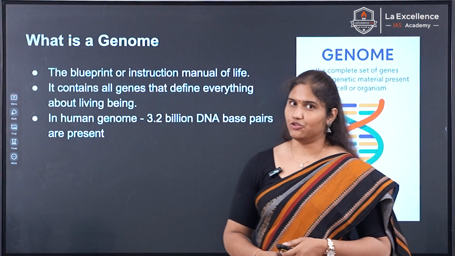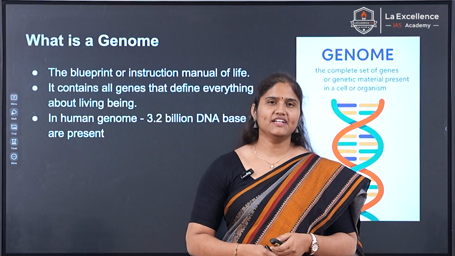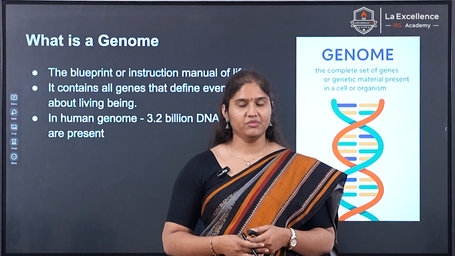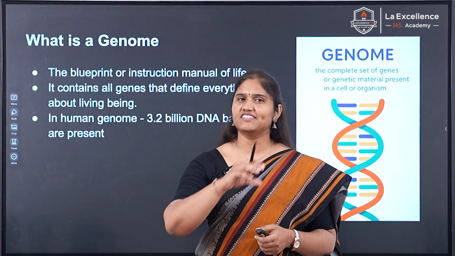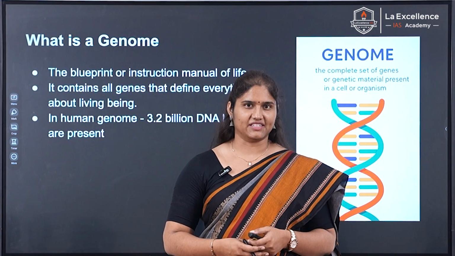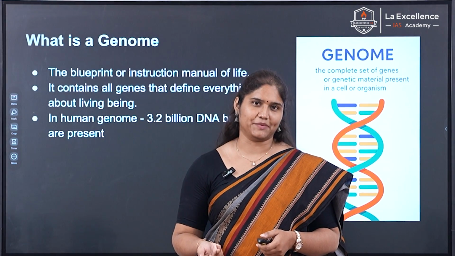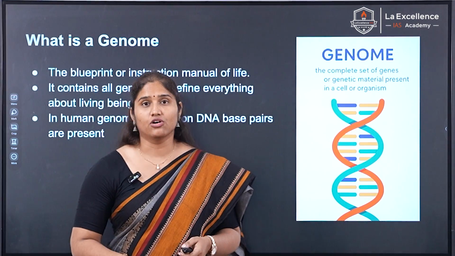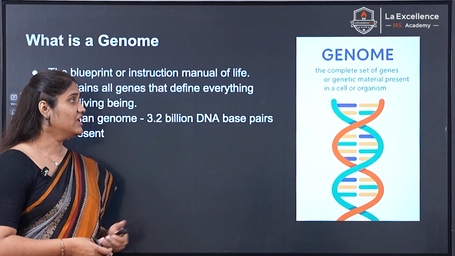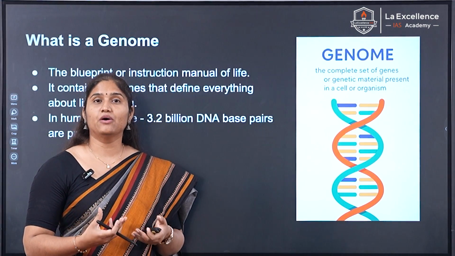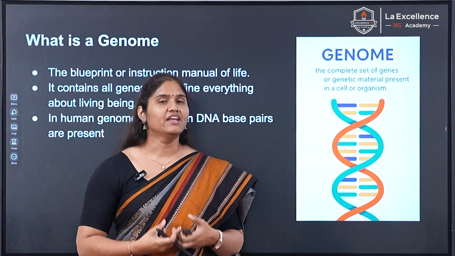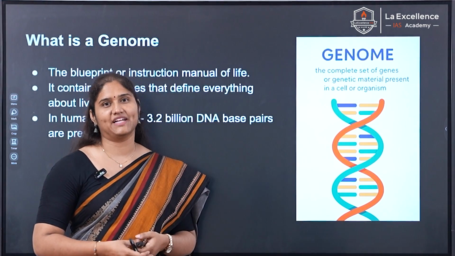The genome is like a blueprint, or an instruction manual for life. Every organism has a genome which has genes containing different sequences of base pairs. We all know we have 4 different bases in DNA, that is A, T, C, G. In the human genome, there are around 3.2 billion DNA base pairs. It indicates that a large number of genes are expressed in this genome. Every single activity of the human being comes from the genes present in the genome.